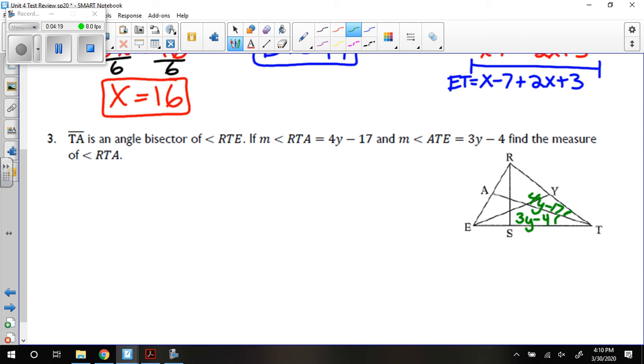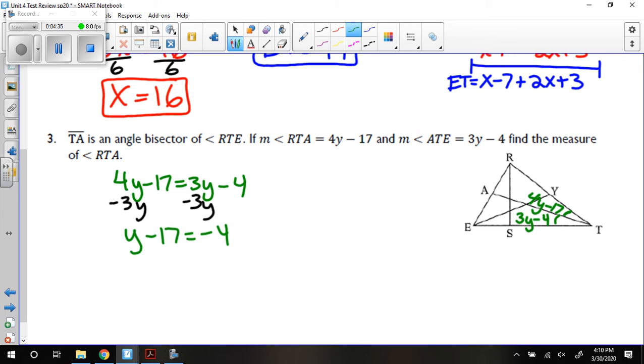Since you know this is an angle bisector, you can set those equal to each other. 4y minus 17 equals 3y minus 4. We can subtract our 3y. We've got y minus 17 equals negative 4, and add the 17. So y is 13.